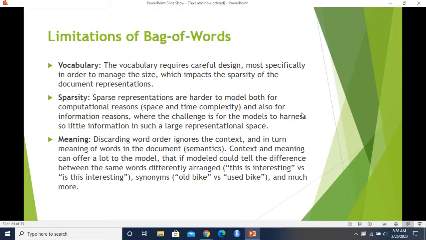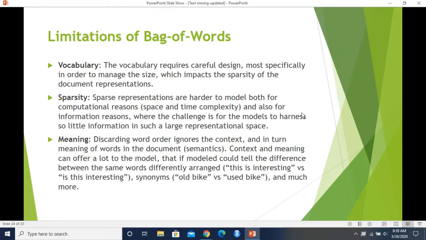Sparsity. Sparse representations are harder to model, both for computational reasons, space and time complexity, and also for information reasons, where the challenge is for the models to harness so little information in such a large representational space. Meaning. Discarding word order ignores the context, and in turn the meaning of words in the document, the semantics.